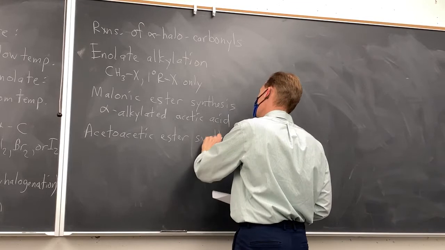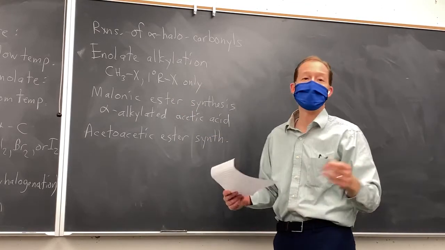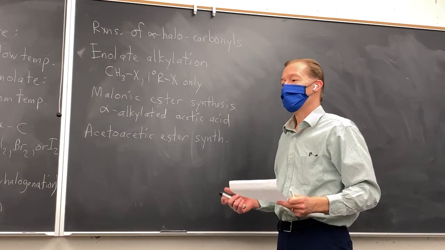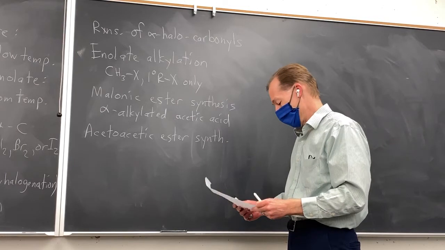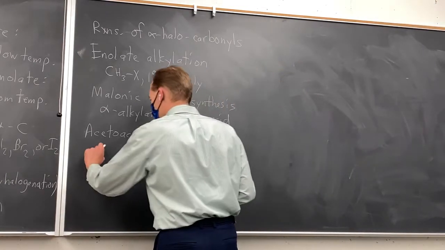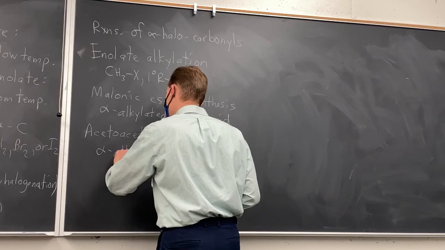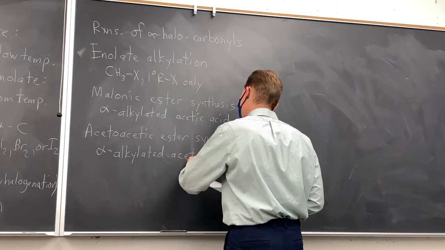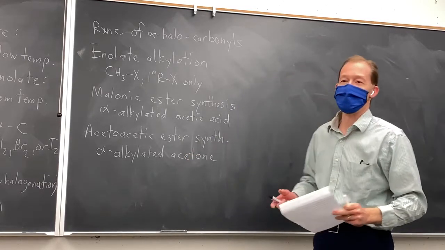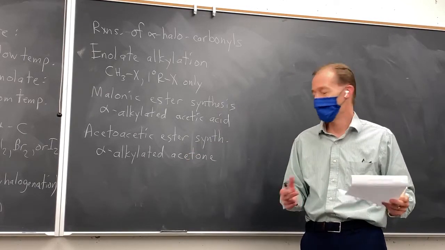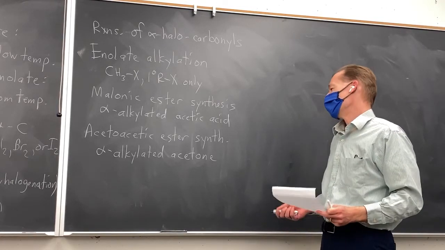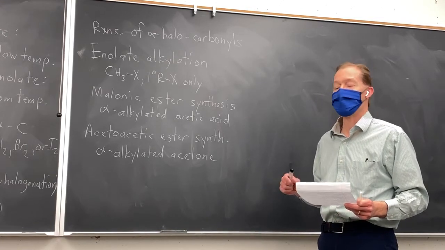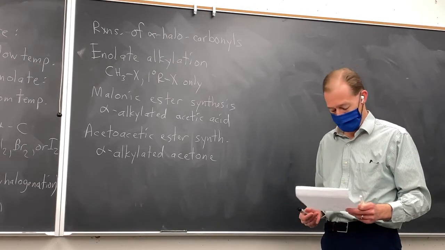So the malonic ester synthesis uses a 1,3-diester as the starting material. Acetoacetic ester synthesis is using a beta-ketoester, ethyl acetoacetate, as the starting material. And this gives you alpha alkylated acetone. And we explained in class why you would use acetoacetic ester instead of making an enolate from acetone itself and doing the alkylation. But this can attach one or two alkyl groups at the alpha carbon of these compounds.